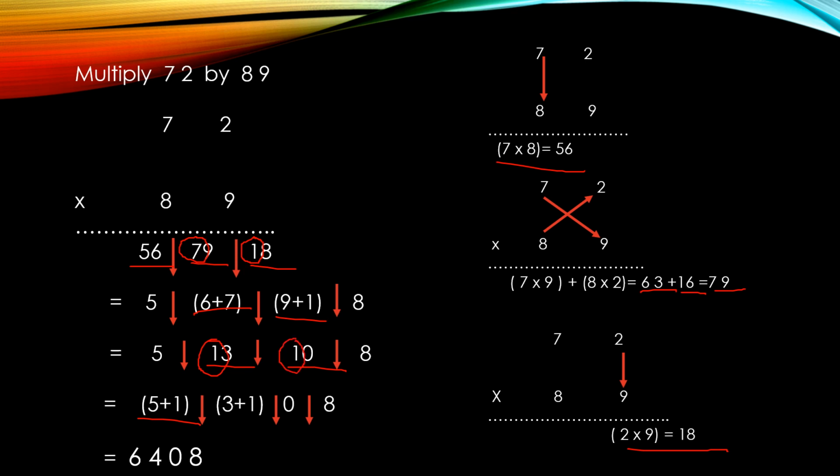Now add 3 with 1. 3 plus 1. Now we get 5 plus 1 is 6. 3 plus 1 is 4 and 0 and 8. We get the number 6408.